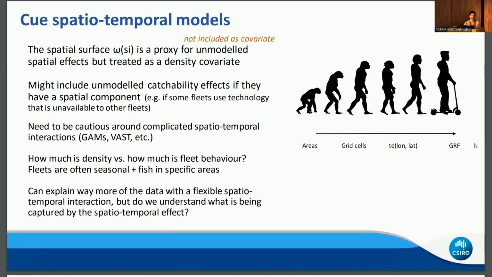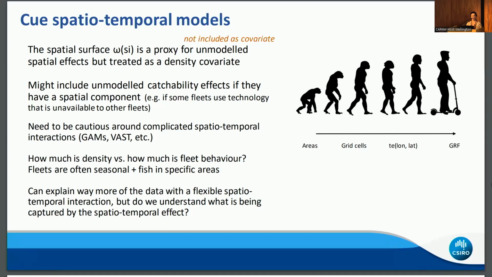So spatial temporal models have become more popular in recent years. And they're a lot more powerful way of accounting for spatial temporal effects. So it used to be that we would attempt to deal with those effects with categorical effects like areas and grid cells, and eventually we started using surfaces and GAMs, and now we're able to use Gaussian random fields. And those models do a great job at imputing and at treating missing cells in some instances. As was discussed with Nicolas, there are caveats there. But the spatial surface is still a proxy for unmodeled spatial effects. But those spatial effects do end up being treated as a density covariate.